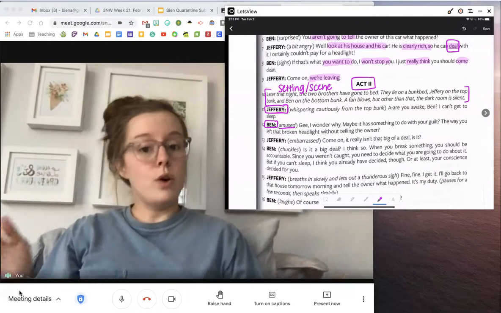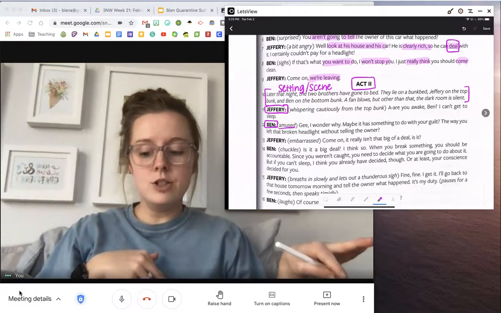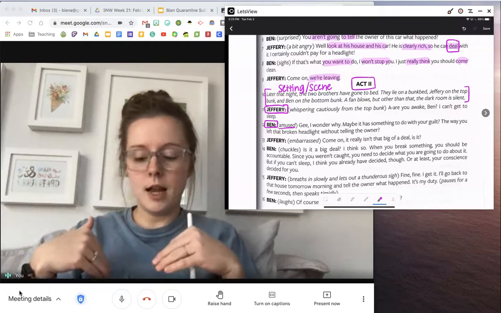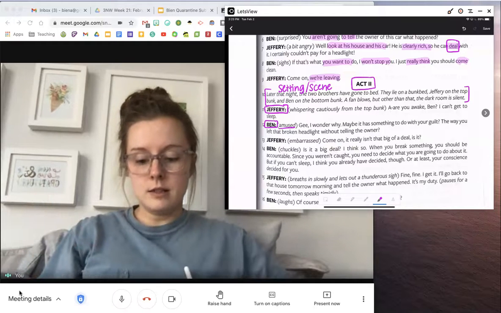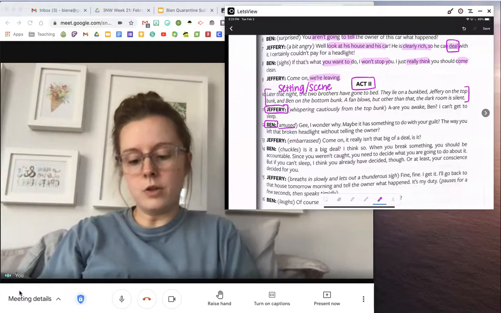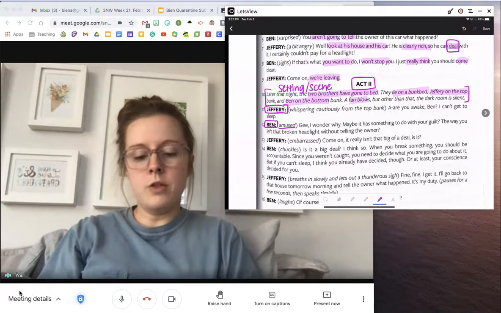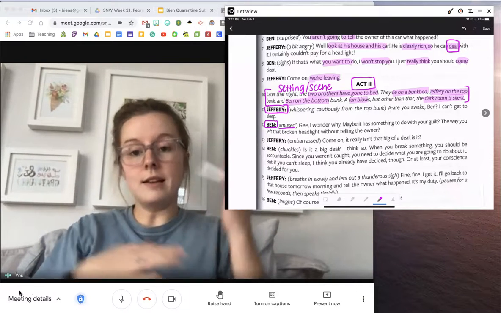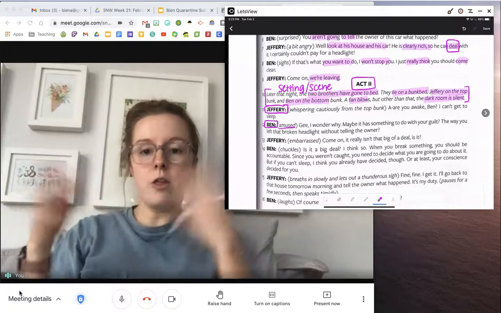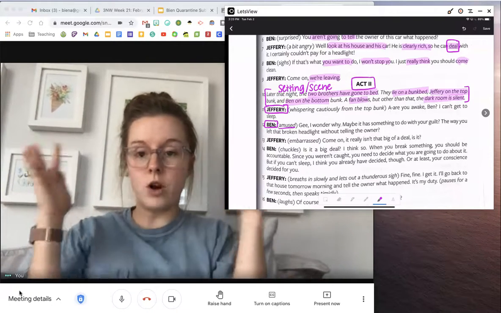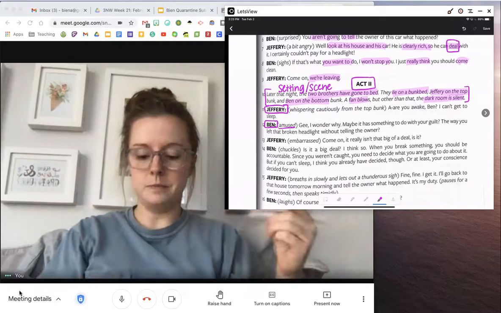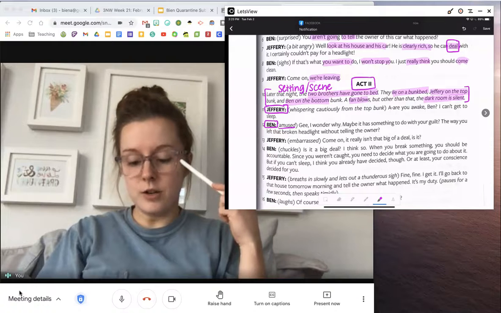Now, this is Act 2, so in a play, those characters would have gone off stage, and there would probably be, like, the lights would dim, and they might have to change out some of the props on the stage, because the setting is changing. Because this setting now says, later that night, the two brothers have gone to bed. They lie on a bunk bed, Jeffrey on the top, and Ben on the bottom bunk. A fan blows, but other than that, the dark room is silent. So if they were putting this play on a stage, like in a theater, they would have had to dim the lights and close the curtains, and they would change out the whole scene and the whole backdrop. That way, when they open the curtains again, it would be the two brothers in a bedroom, like on the bunk beds. Alright, so remember, you're reading the stage directions in your head.